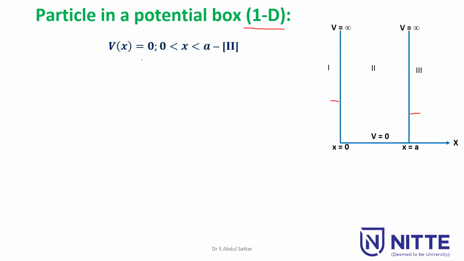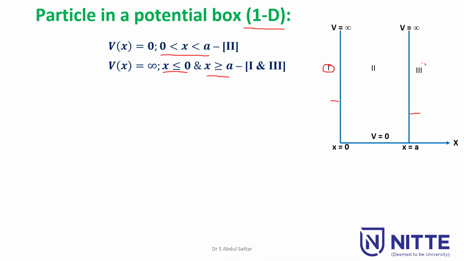So we can write like this: V of x equal to 0 in between 0 to a, and V of x equal to infinity if x is less than or equal to 0 as well as x greater than or equal to a. So in region 1, that is x less than or equal to 0, the potential is infinity. So here there is no chance to get the particle. So the probability of finding the particle in this region is 0. So psi star equal to 0. Therefore psi equal to 0.